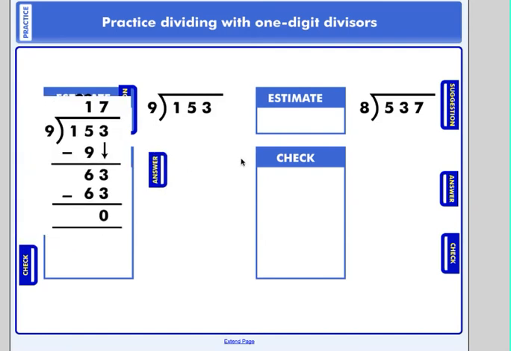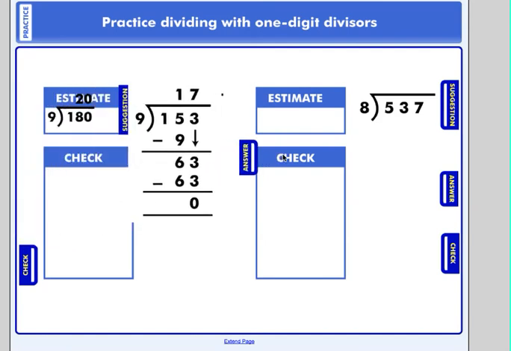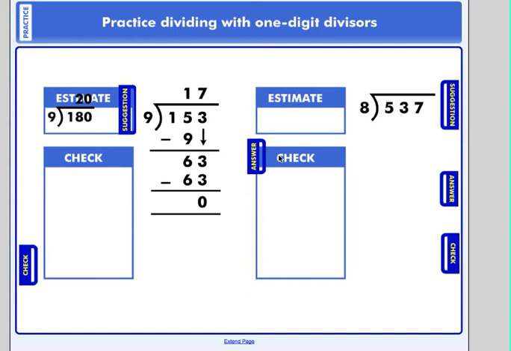Now, when you solve this problem, this is what you should get. Okay, the answer is 17. Check your work.